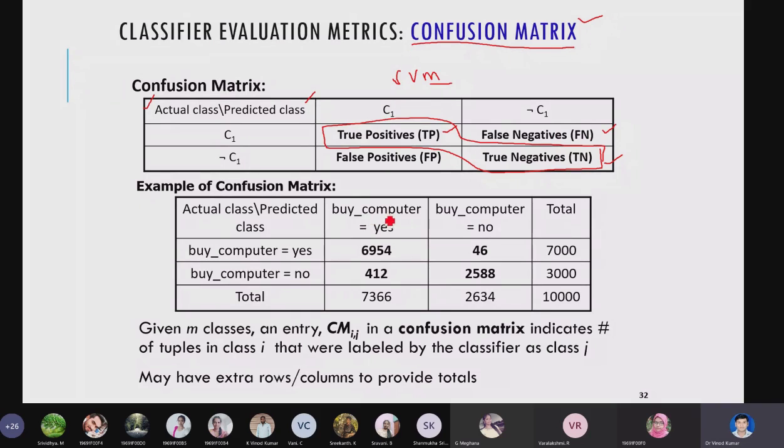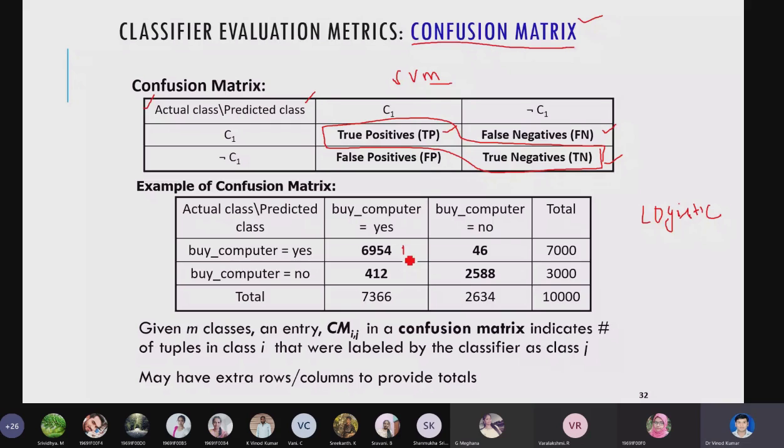The example you can see here is a very familiar example: buys computer yes, and buys computer no, actual versus predicted. I performed this prediction using any method. Suppose this time I am using logistic regression, and let us see what my logistic regression method is telling for the given data. How many came true negative, true positive?